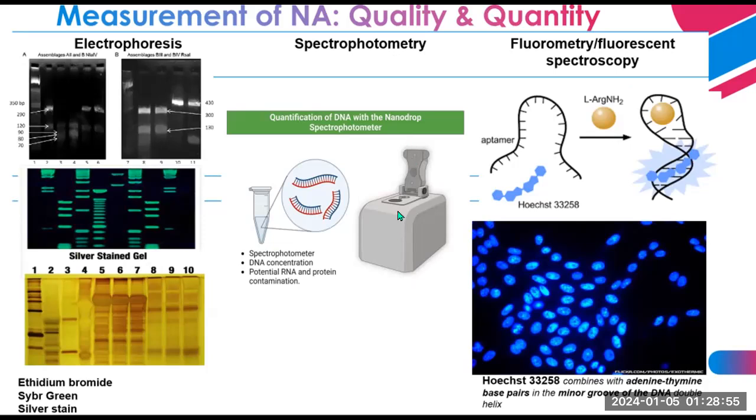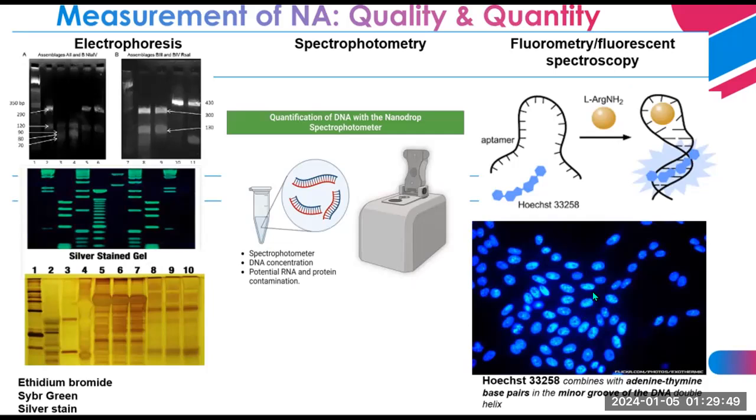And under spectrophotometry, it's not colorful, but here the DNA is quantified with the NanoDrop spectrophotometer, and the DNA concentration can of course be detected. And the good thing with the NanoDrop is that it can tell us whether there's a potential contamination from RNA and proteins if we're doing DNA quantification. Please don't get confused, because under electrophoresis we're also using fluorescent dyes. Of course, under fluorometry, we're also using DNA-specific fluorescent dyes.